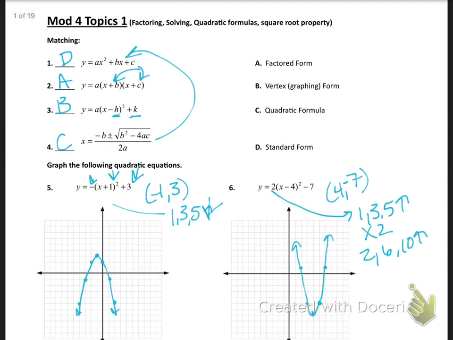Okay, so remember that 2 is going to stretch it by 2. Then we have a right 4 and a down 7.